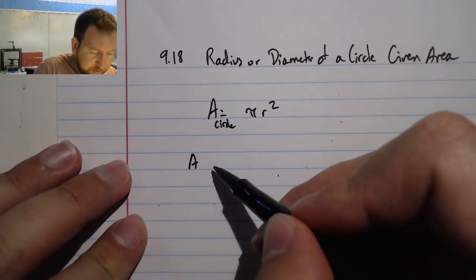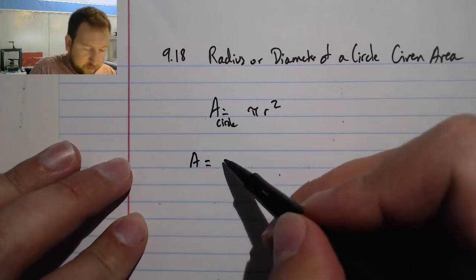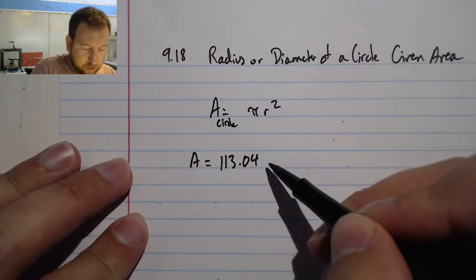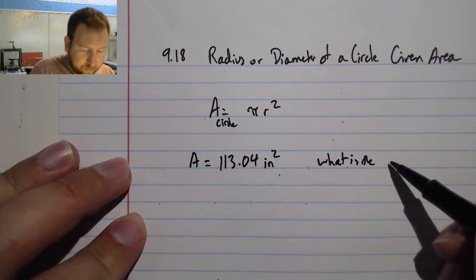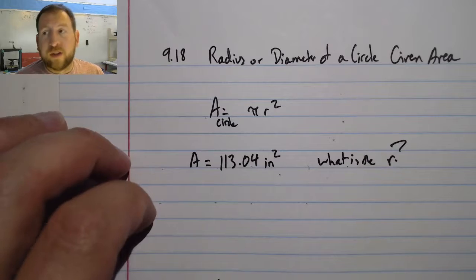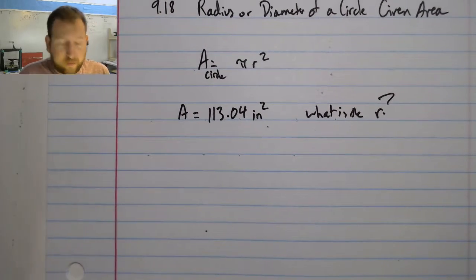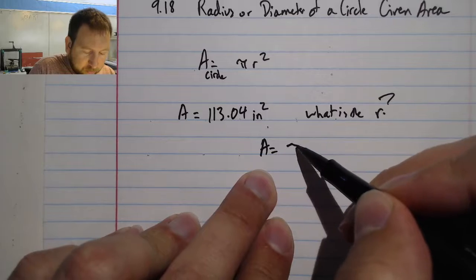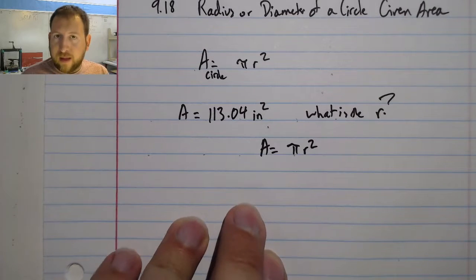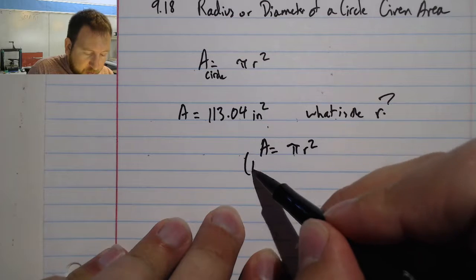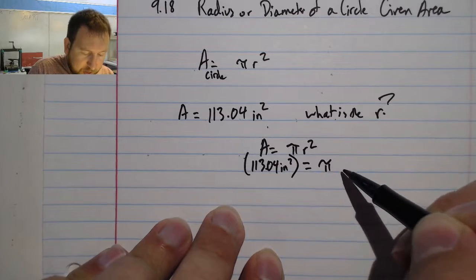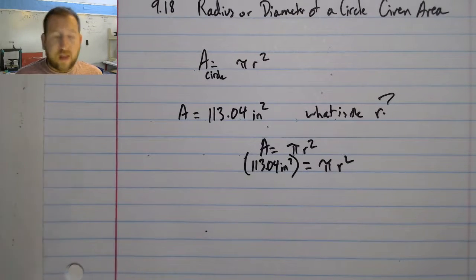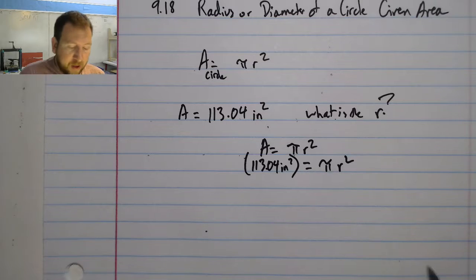If it says that the area of a circle is equal to 113.04 square inches, and it says what is the radius, how would we solve that? Well, we would just go backwards from what we did before. I would use my same equation, area equals pi r squared, and then I would just substitute in what I know. Well, in this case, I know 113.04 inches squared equals pi r squared. Now, in this case, it's not going to be as helpful to use pi as pi, so I'm going to substitute in 3.14 so I can use it to solve.